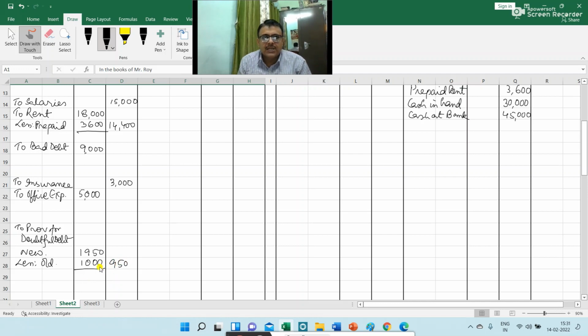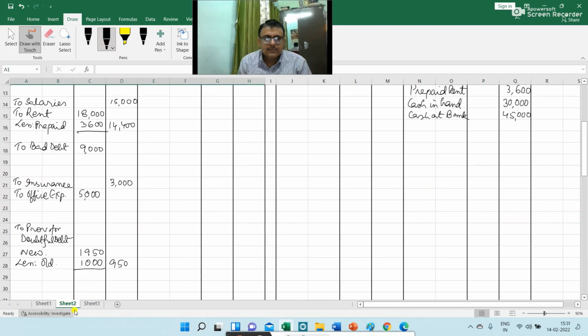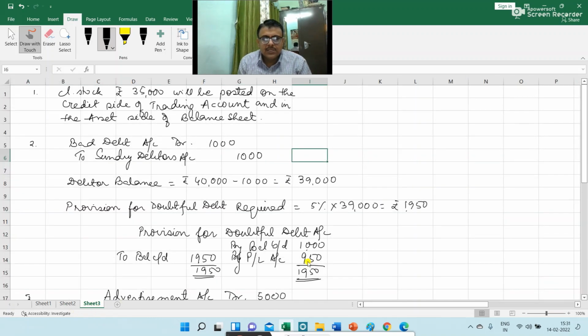So the actual journal entry is profit and loss account debit to provision for doubtful debt, and the provision for doubtful debt account I have already shown you in the workings. So this 950 I have to charge to the profit and loss account.